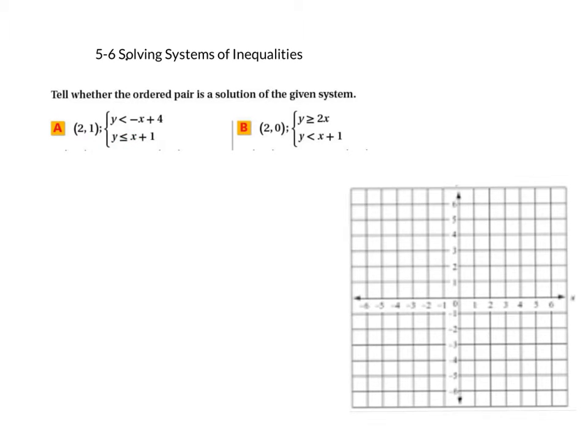So for the first one, it would be 1 is less than -2, because I'm plugging in the 2 into that negative x. So it'll be -2 plus 4, which is 2. 1 is less than 2 is true. And then I do the same thing to the second inequality. So 1 is less than or equal to, x is 2, so less than or equal to 2 plus 1, which is 3. And that's also true. So this one is a solution, so yes.